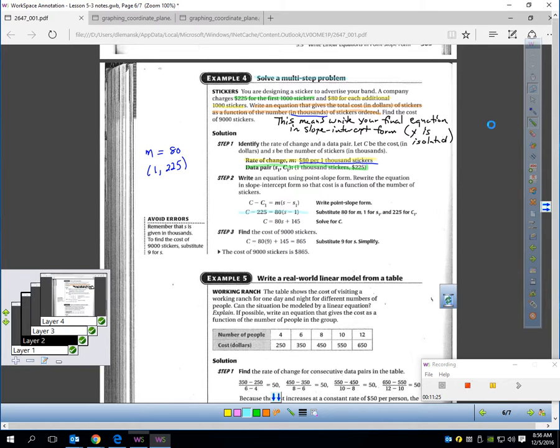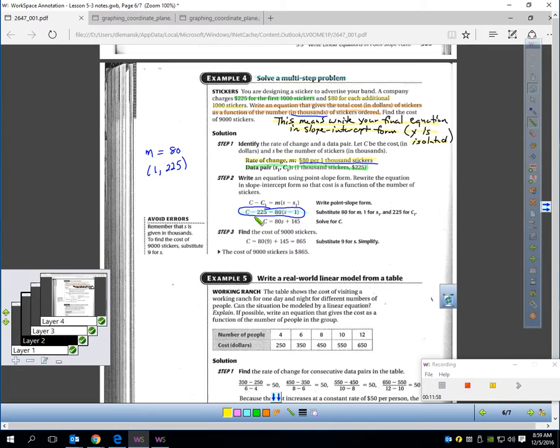If you, on a quiz or test, left your answer like what I'm circling here, I would definitely give you a passing grade for that problem, but I could not give you an A for the reason I have marked, and maybe I'll highlight it up here in yellow. When they say write an equation so that the cost is a function of the number of stickers, that means you have to write your final equation in slope-intercept form. In other words, you got to get y by itself.